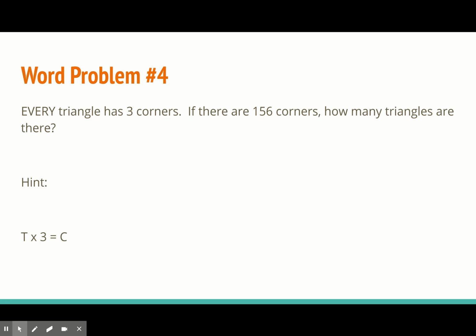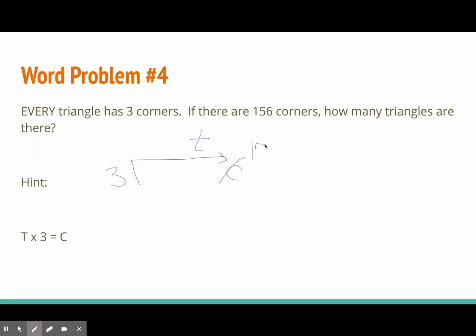All right, let's go ahead and work on it together now. So we have our multiplication. We have our every number. And then are there more corners or more triangles? Well, there are more corners, right? And so we have our problem here. And then what we do is we cross out the corners.